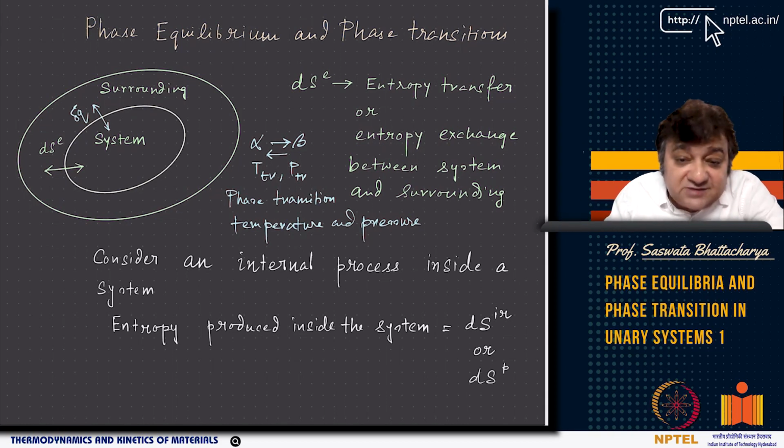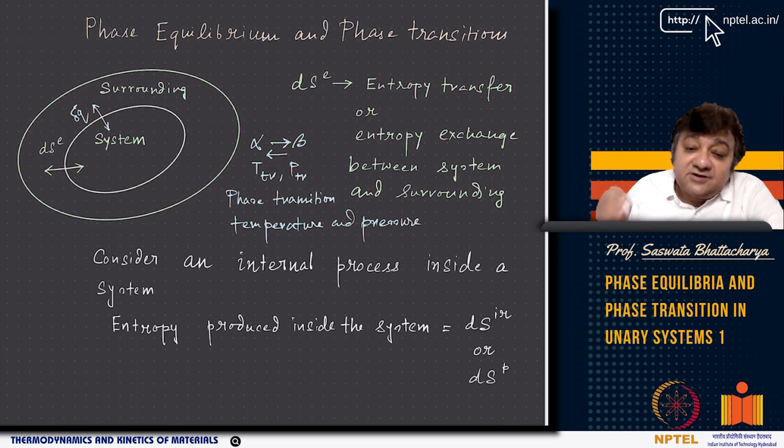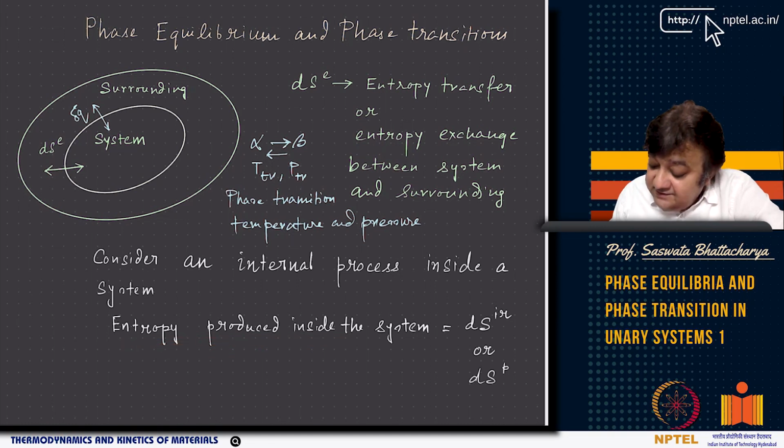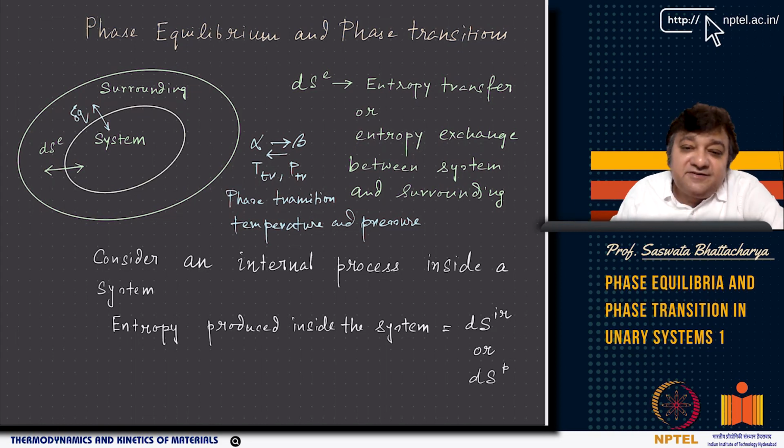So there is entropy exchange between the system and the surroundings due to heat transfer, but there is also entropy produced inside the system, and there can also be entropy produced inside the surroundings if there is some process happening there. But if I am considering only an internal process happening inside the system, then the entropy produced is called dS_ir or dS_p. This P means entropy is produced, right? Entropy production, or entropy that is generated due to this irreversibility. Irreversibility is associated with any natural or spontaneous process. So any natural or spontaneous process will produce some entropy.